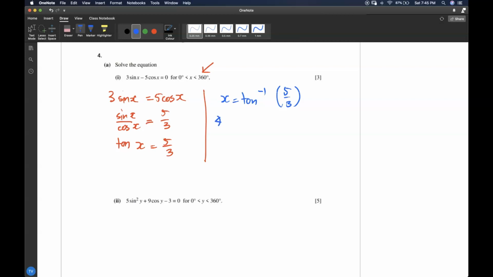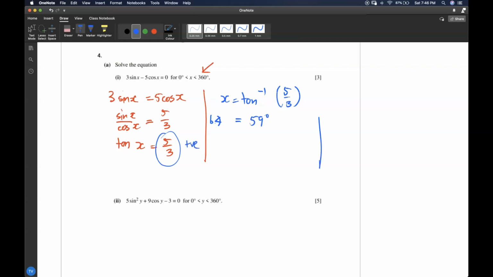So my basic angle is equivalent to... put it inside the calculator. In this case, it's degrees, so make sure your calculator is also in degree mode. And let's find it. So I'm getting 59 degrees. Right. So next, if you look at this, your tangent is a positive value. 5/3 is a positive value, right?